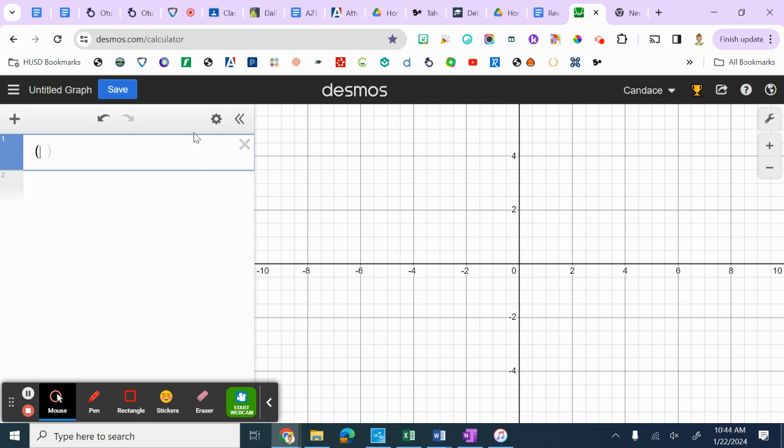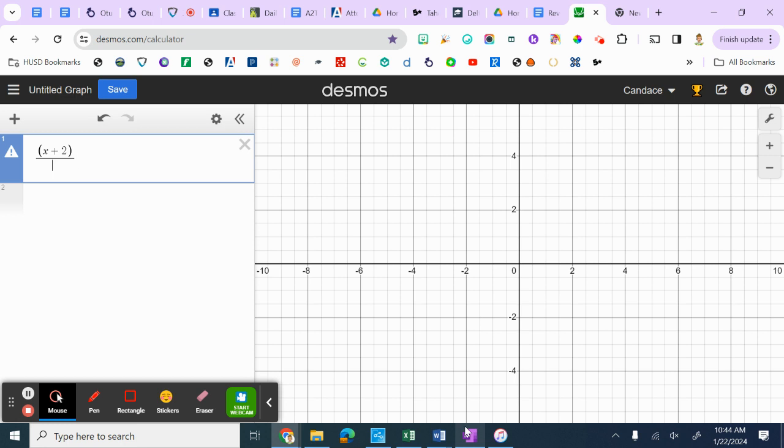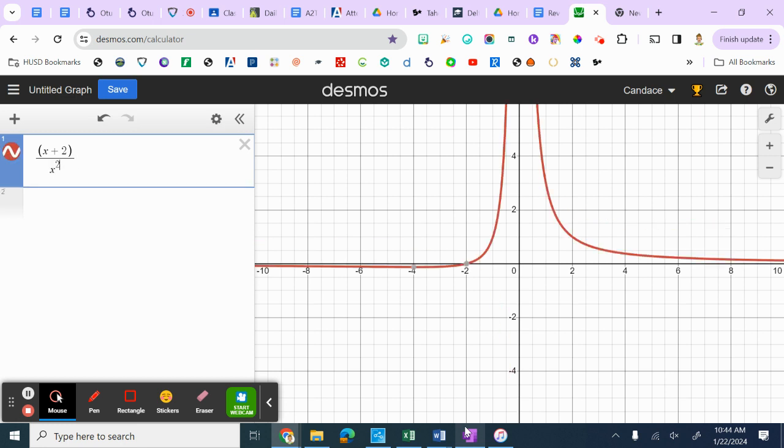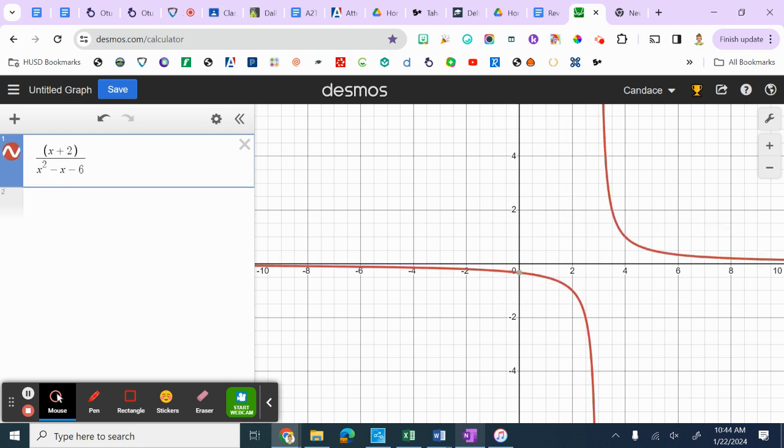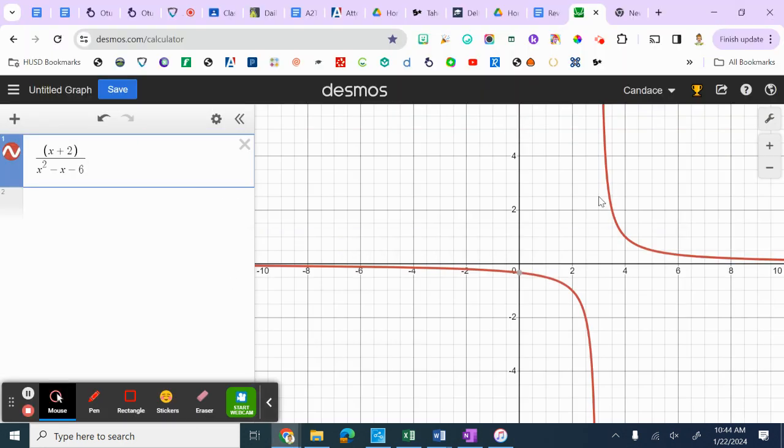It was x plus 2 in the numerator, and I can't remember the denominator. x squared minus x, was it minus 6? Is that right? Yeah, okay. So that's what a picture of a rational expression looks like. It's usually got two what we call branches, and then it has two what we call asymptotes. It has one right here. An asymptote is something that a graph gets really, really close to, but it never crosses.